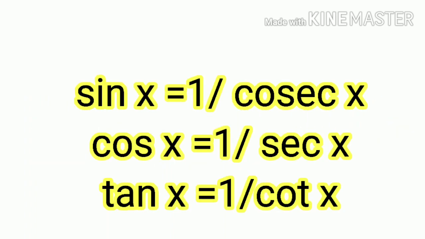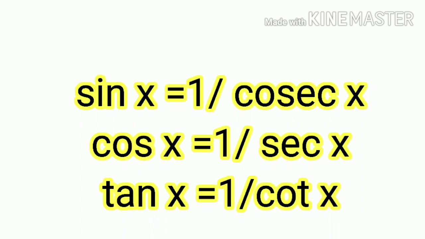From that I conclude that sin x is equal to 1 by cosec x, cos x is equal to 1 by sec x, and tan x is equal to 1 by cot x. Or in reverse we can say that cosec x is equal to 1 by sin x, sec x is equal to 1 by cos x, and cot x is equal to 1 by tan x. So just reverse it. You have to just remember three formulas from sin, cos, tan. Then you can easily remember cot, sec and cosec.